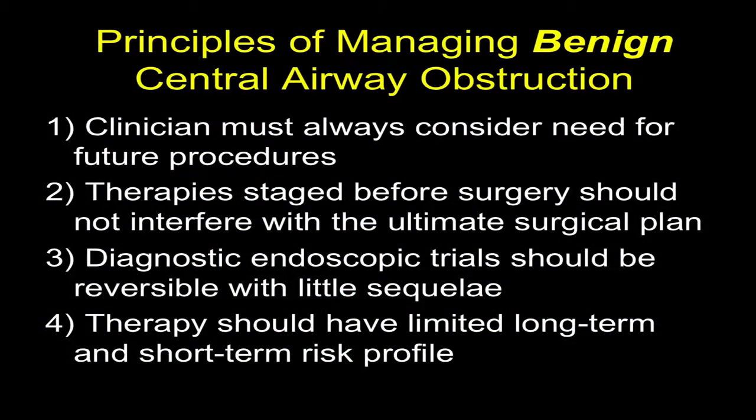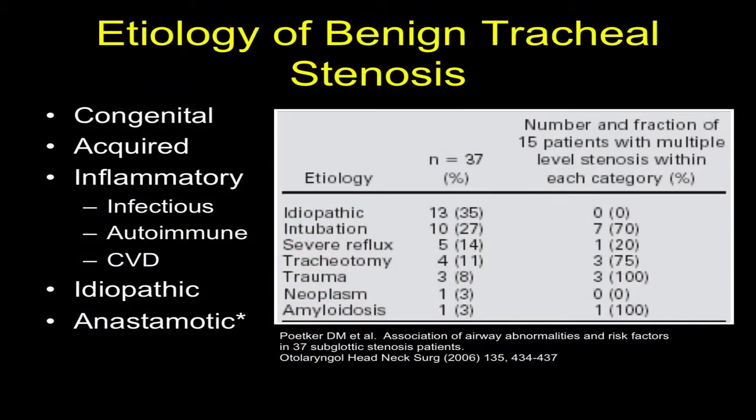And lastly, in these patients with benign disease, whatever I do should have relatively low risk, both short-term and long-term for the patient. In terms of the etiology, we're all familiar with the etiology of upper airway stenosis from congenital, acquired, inflammatory, idiopathic, and anastomotic complications. We typically encounter anastomotic complications primarily in benign bronchial, not tracheal stenoses. And in the subglottic region, the data show what we've seen at Penn, which is about an even split between post-intubation and idiopathic. And again, the relationship between reflux and subglottic stenosis has never been well established, although it's here in this paper from 2006.